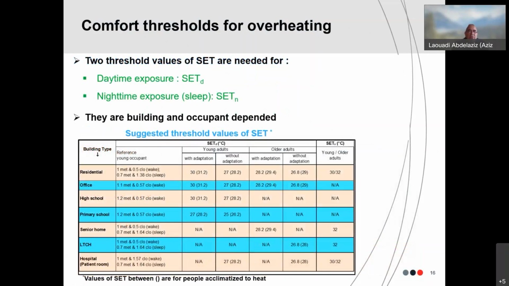We need two threshold values for the standard effective temperature to evaluate overheating: one for daytime exposure when people are awake, and one for nighttime exposure when people are sleeping. These threshold values are building and occupant dependent. Some suggested values are listed in this table.